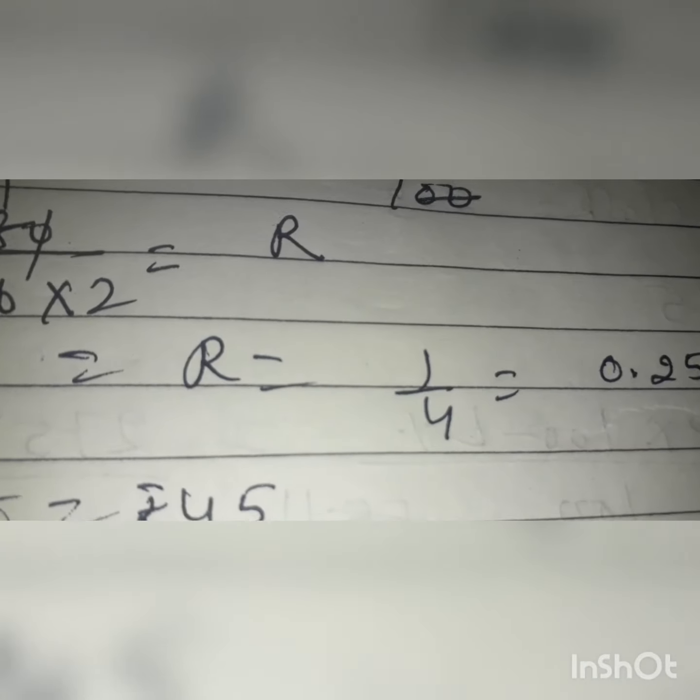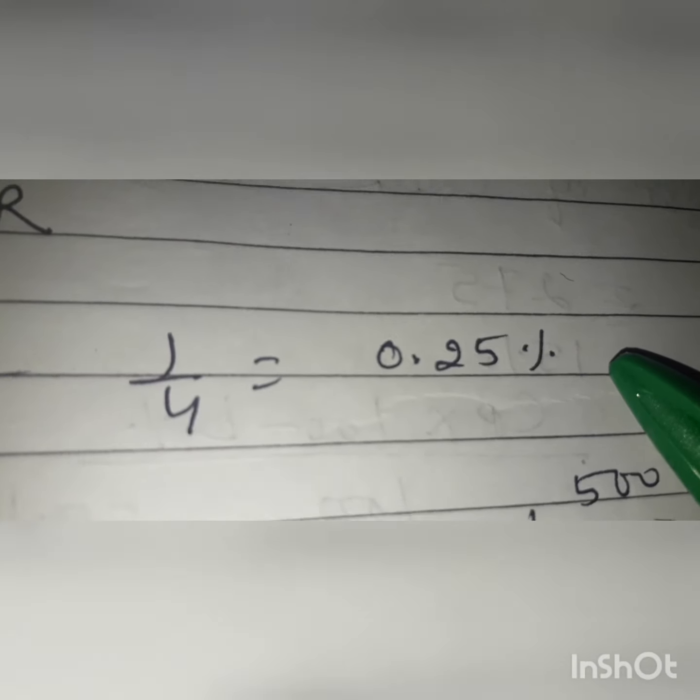1 by 4 means 0.25. If I divide 1 by 4 I will get 0.25%, because it is rate of interest. That's why I have to put the percentage symbol here. So 1 by 4 means 0.25.